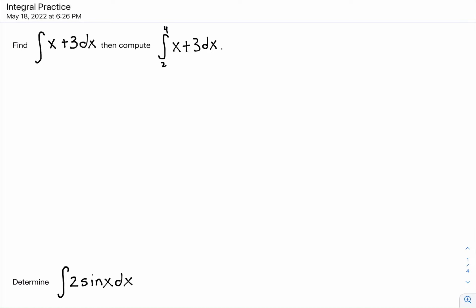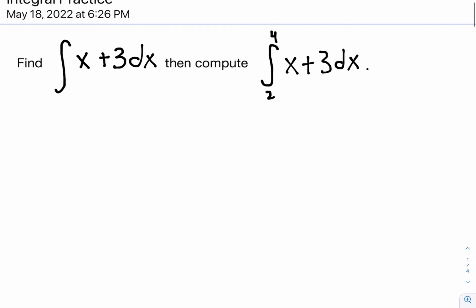Let's do some integral practice. Okay, so let's say we're trying to find the antiderivative for this first one, the function x plus 3 dx. So we're trying to find some function in terms of x where it'll allow us to input an x value and compute the area under a curve.